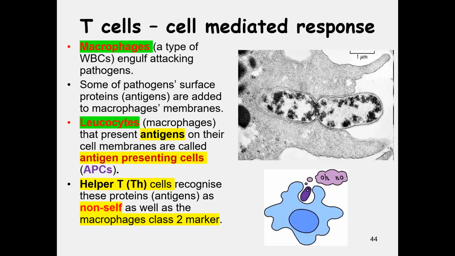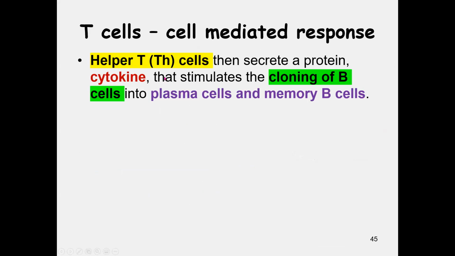Remember, there are 3 types of T cells, and they recognize them as non-self, and then the signals go out for their destruction. So the helper T cells then secrete a protein called a cytokine. Now the cytokines, you may have seen that in that little table, had little yellow dots, yellow spots. They stimulate the cloning of B cells.